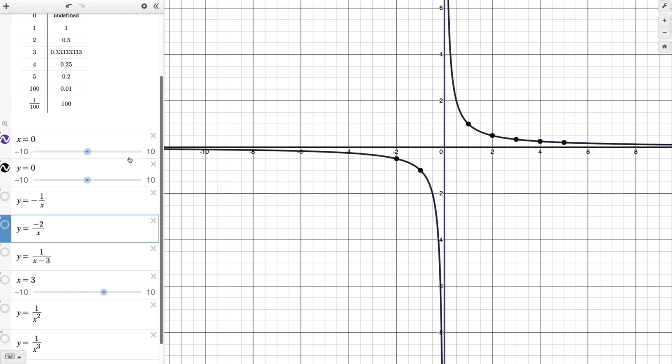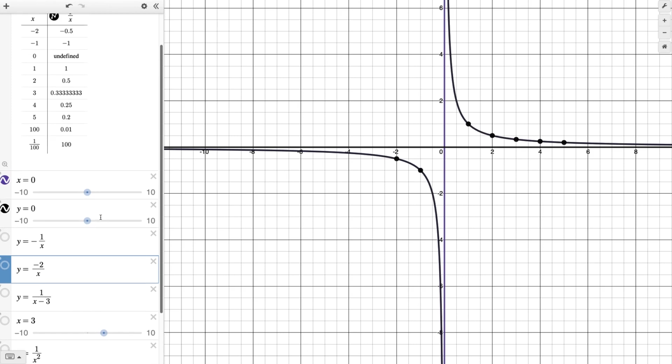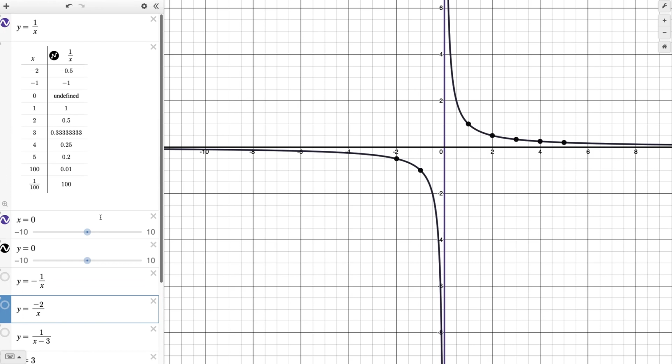Let's do something else. Let's talk about something that's kind of related here. Let's talk about y equals 1 over x minus 3. Do you see what I did here? I took my original function, 1 over x, and I replaced x by x minus 3. That's like what? That's a composition, right?